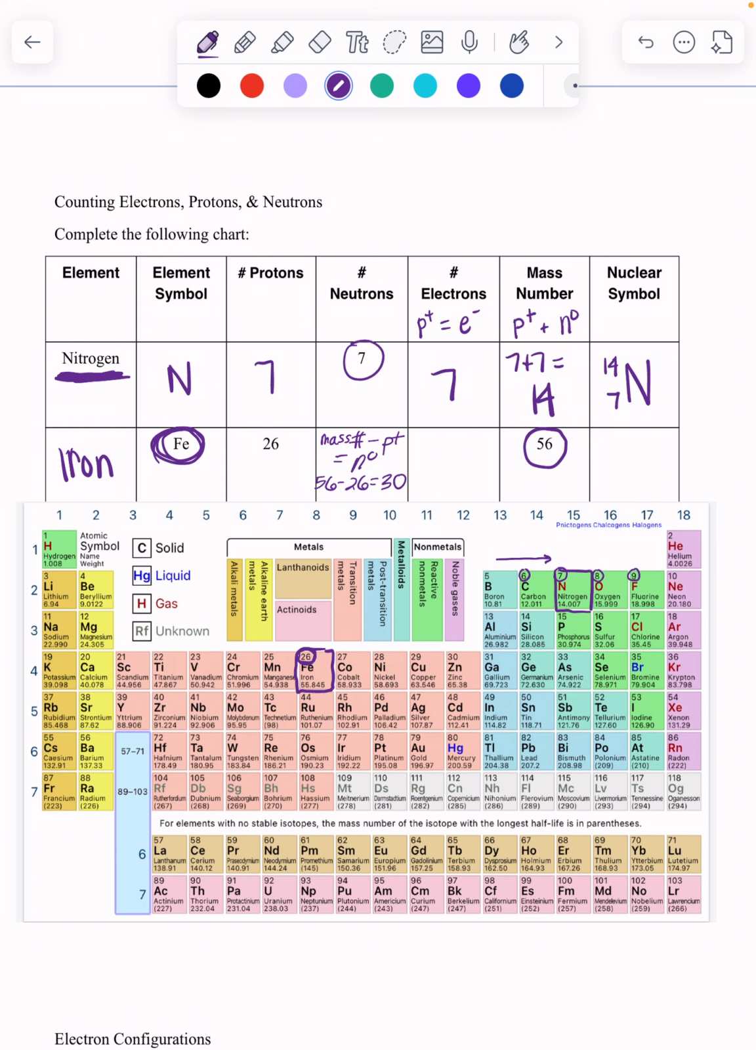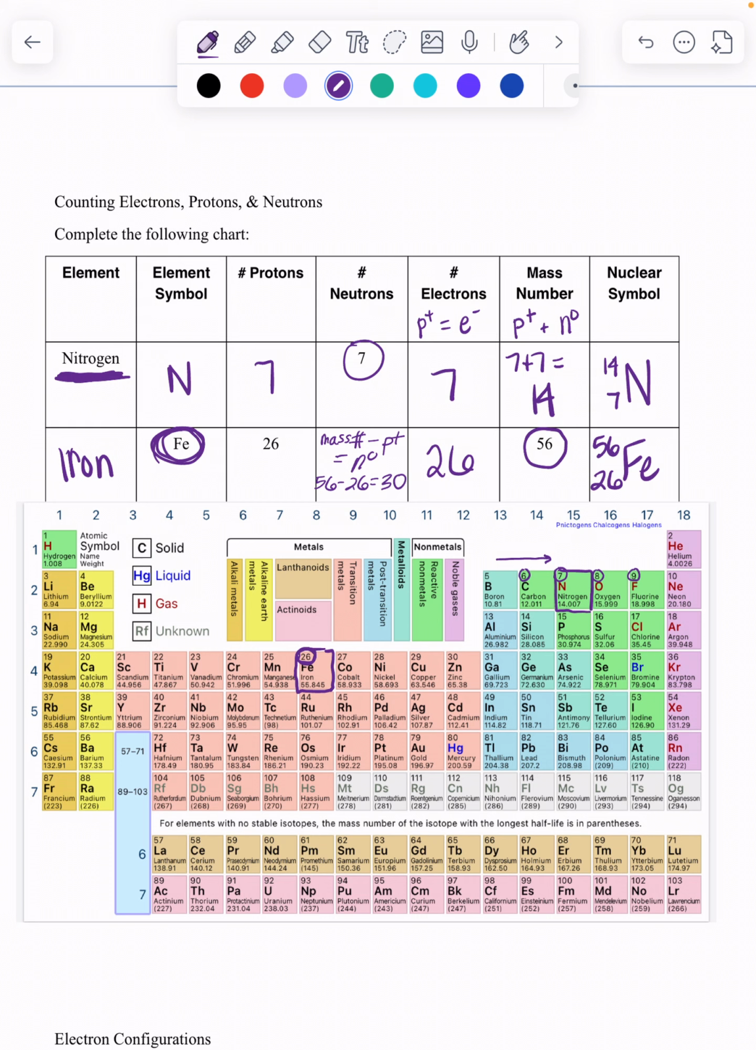Next is electrons. We already know, since this is an uncharged element, that we will have the same number of electrons as we do protons, which is 26. The last step is to put this all together in a proper nuclear symbol format. So I put in Fe, and then 56 up here for my mass number, and then 26 down here for my protons.